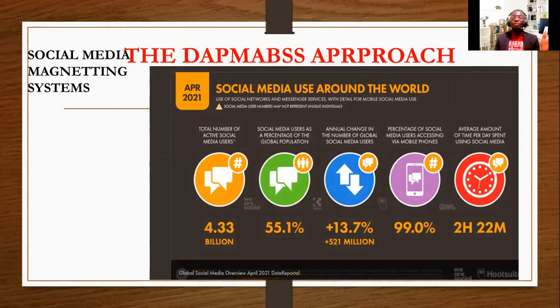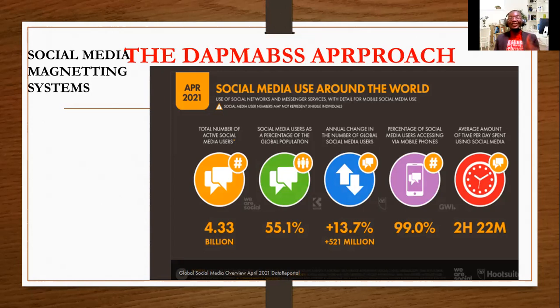That's not all. About 55.1% of the population of the world are actually on social media, more than half of the people you are looking for. Every blessed day, there is about 13.7% increase in the number of people that join social media platforms, about 521 million. That's an additional market on its own. Then that's not all. These people you have been looking for are actually on their mobile phones on social media. 99% of them access the social media platforms on their mobile phone. So you can reach them where they are.